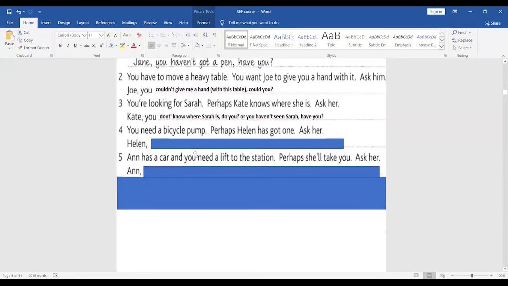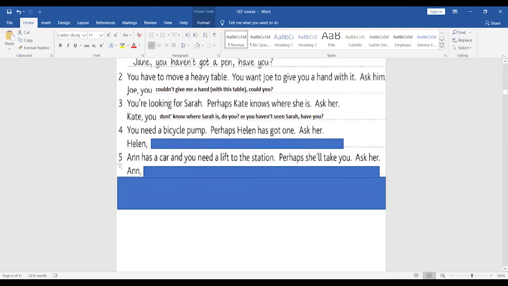The fourth one and the fifth one, we want you to do it. Roman number 3, serial number 4 and 5, and just post the answers directly on Facebook. You need a cycle pump. Perhaps Helen has got one. Ask her. A cycle pump is the one that you use to pump air into the cycle tires. Okay, so Helen, give us the phrase followed by the question tag.